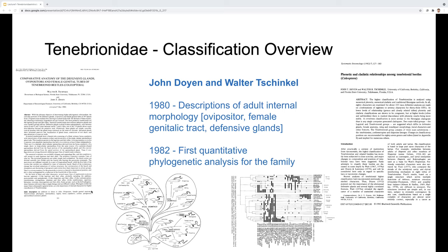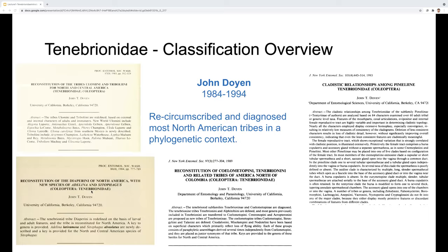And then these two landmark studies together really formed the basis for the next decade and a half, mostly by John Doyen, where he recircumscribed and diagnosed most tribes, primarily North American, and also collaborated and did a lot of tribes in Australia as well, but this is really where we're at now.